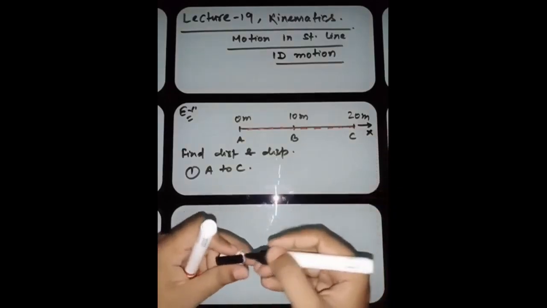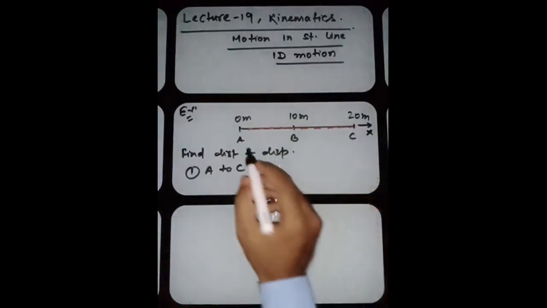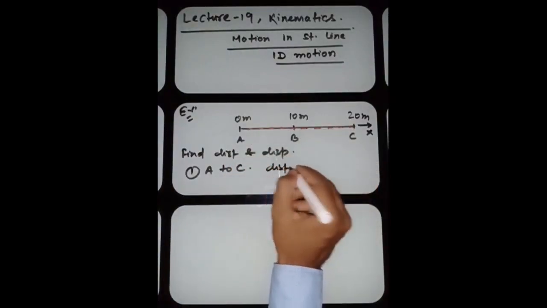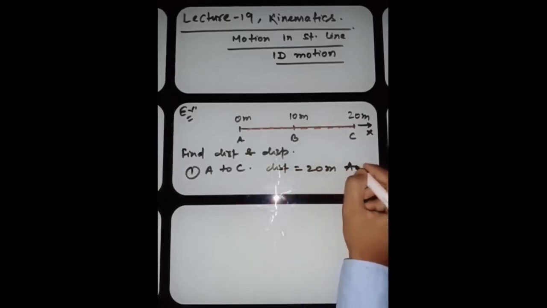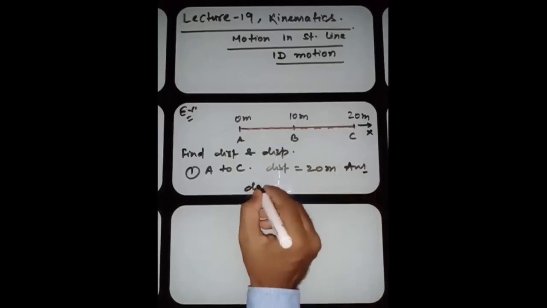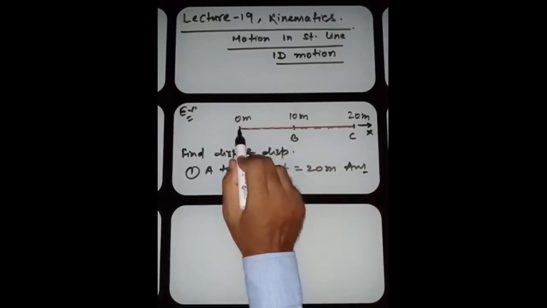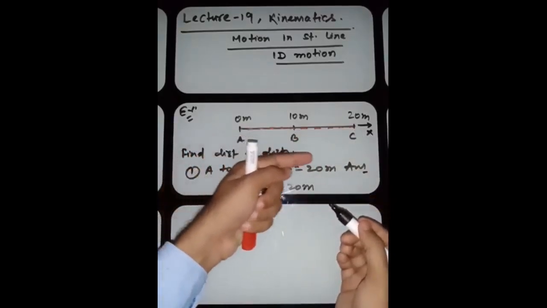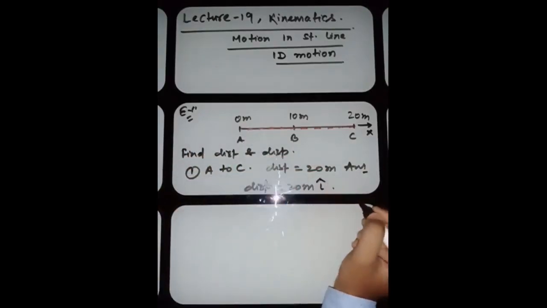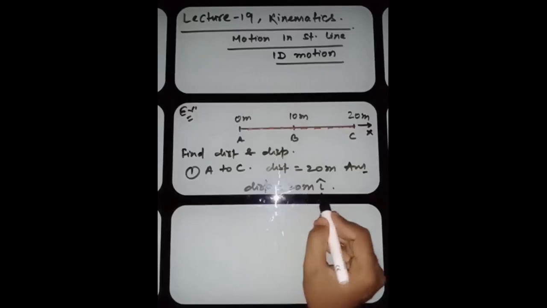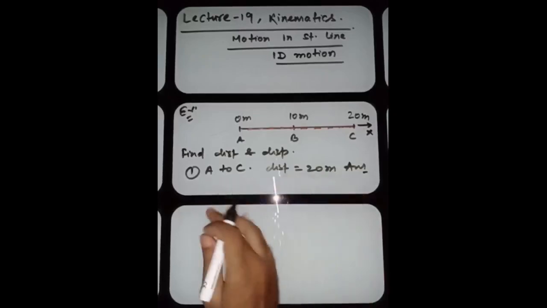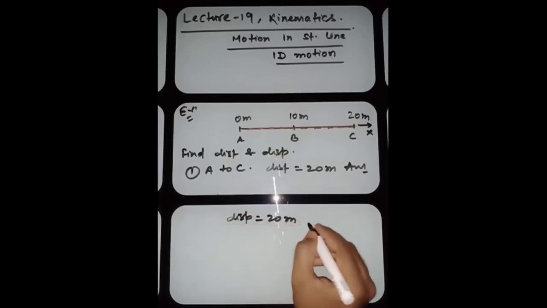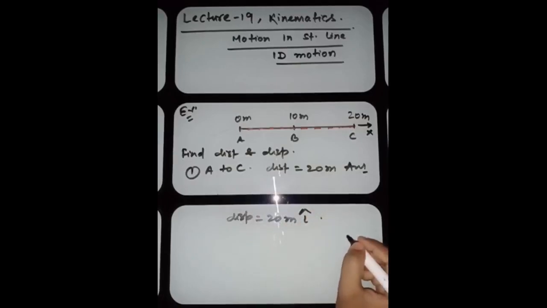Now the distance from A to C, the total path length, is 20 meter. So the distance will be 20 meter. Nothing much. Now the displacement. The displacement is the shortest path length, again 20 meter, but the direction we are going, the particle is going from A to C in this direction, and it is I cap. So the answer will be 20 meter I cap. Let me write here the answer. The displacement is 20 meter I cap.